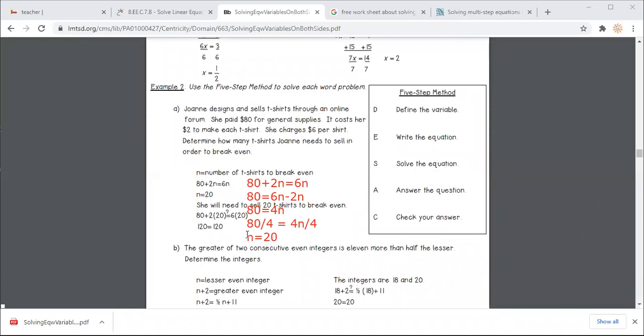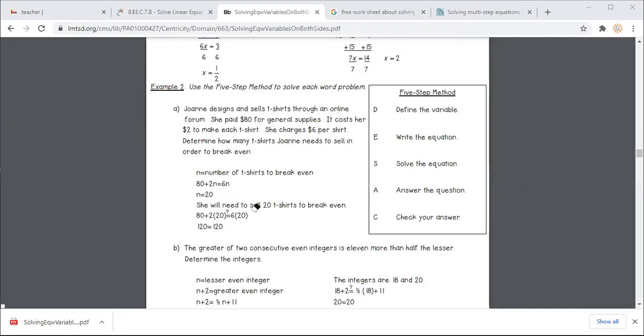Then now that n equals 20, we answer the question. We can check our answer. As the 5-step method, we define the variable, we write the equation, and then solve the equation, and then answer the question. Because he said what? Determine how many t-shirts Jomana needs to sell in order to break even. Then she will need to sell 20 t-shirts. Then we solve the question.